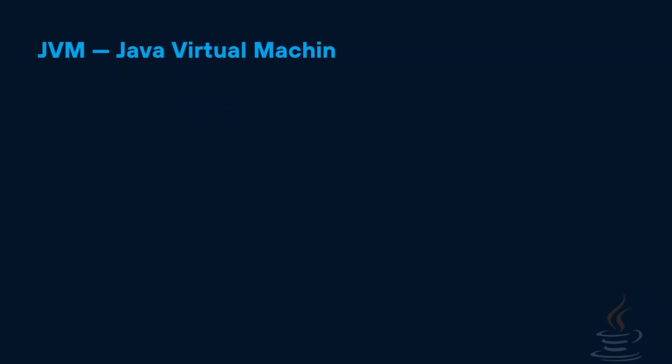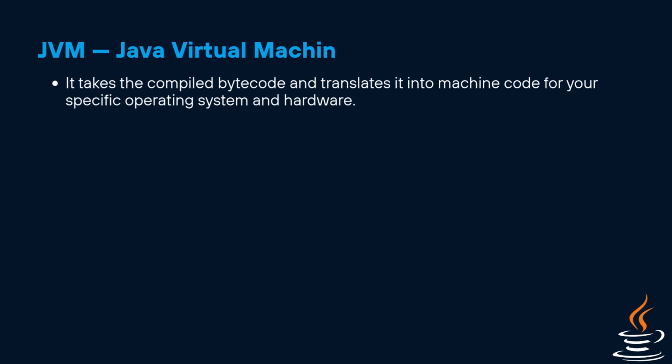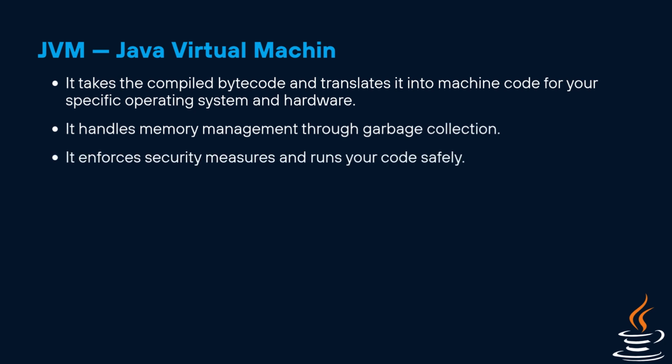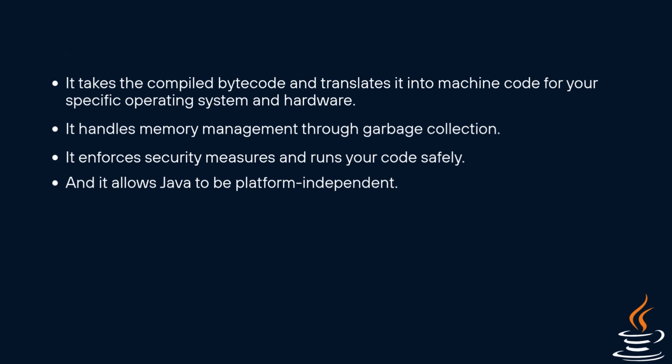The JVM is the engine that runs Java programs. Here is what it does. It takes the compiled bytecode and translates it into machine code for your specific operating system and hardware. It handles memory management through garbage collection. It enforces security measures and runs your code safely. And it allows Java to be platform independent. This is why Java has the famous slogan: write once, run anywhere. Because as long as there is a JVM for the operating system you are using, your bytecode can run on it without changing the source code.